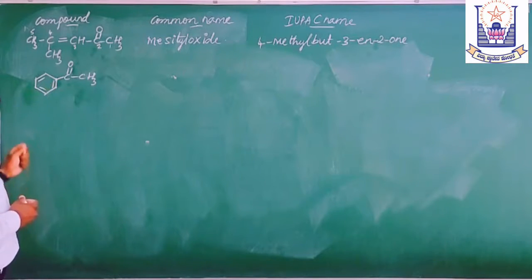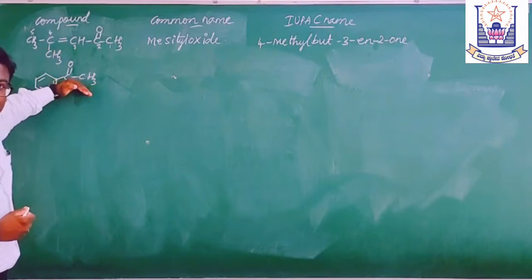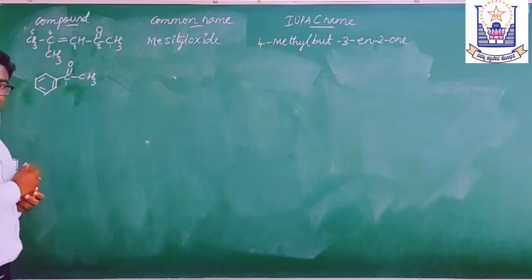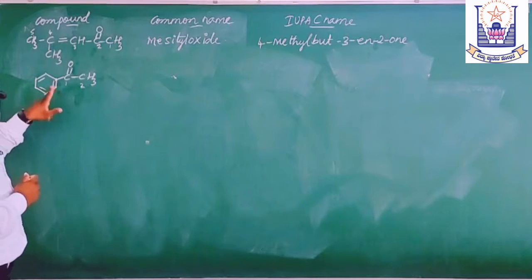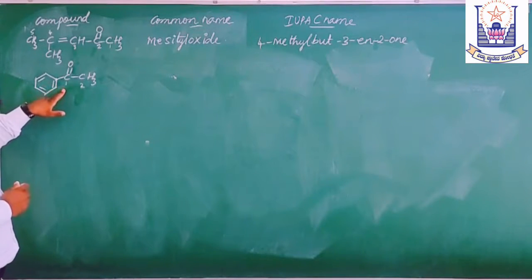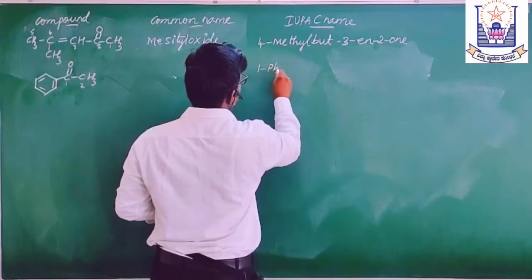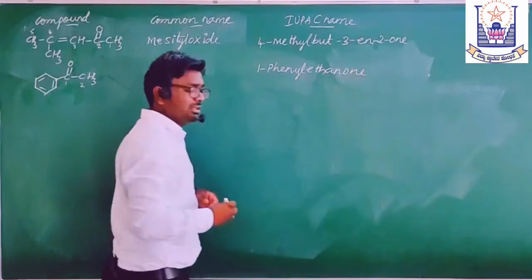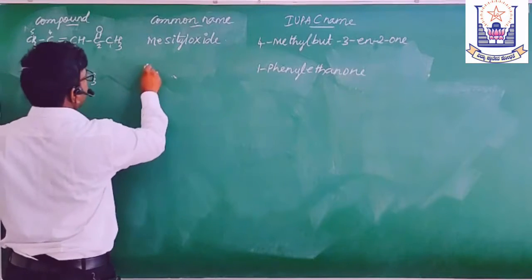Now here the carbonyl functional group is present in the open chain. Again we have to give numbering 1 to this, because it contains the functional group, and 2 to this. This is an open chain compound. What is present on carbon 1? The benzene ring or phenyl ring. So we have to write 1-phenylethanone as the IUPAC name. 1-phenylethanone is the IUPAC name. Then what is the common name of this compound? The common name is acetophenone.